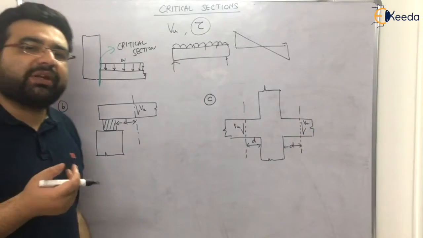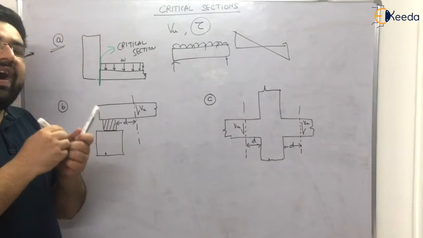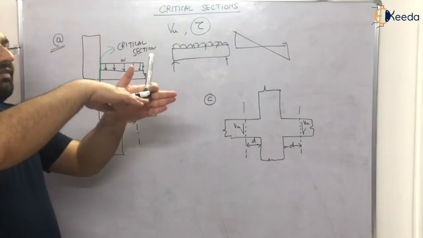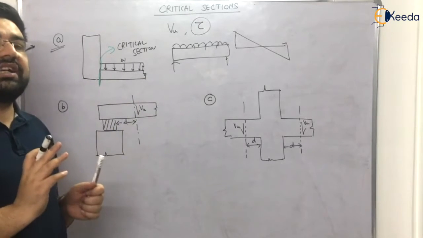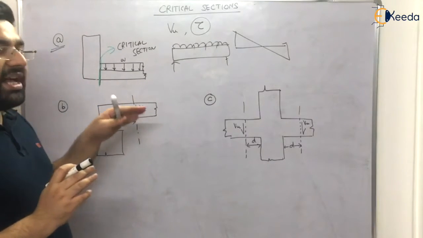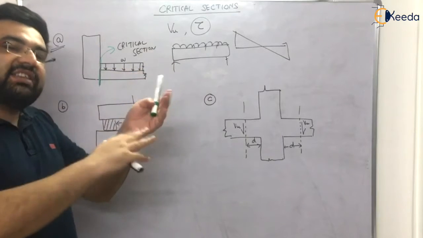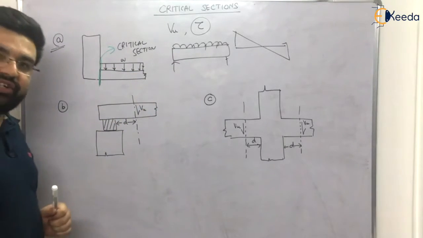What does critical section mean? Critical section means it has the highest possibility of failing at that point. The particular structure has the highest possibility of failing at that section only. That is the critical section, right?